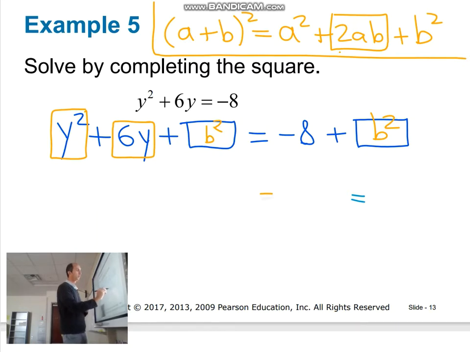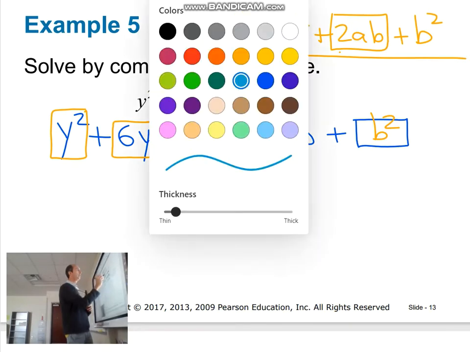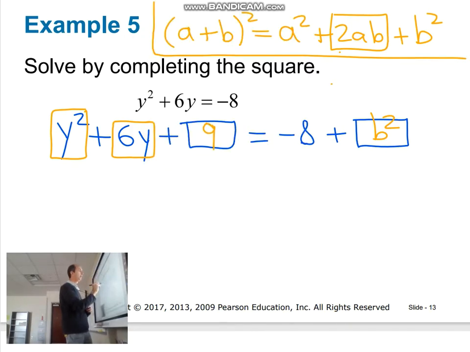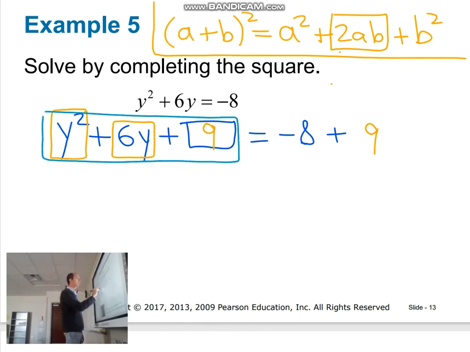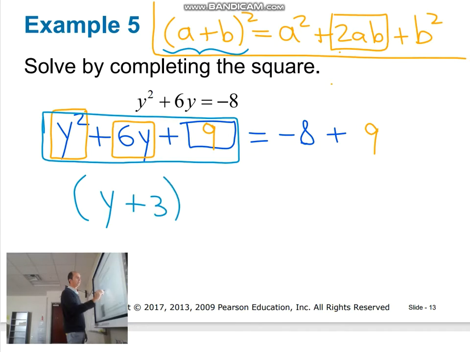If b equals 3, we're going to substitute here b squared. And b squared is equal to 9. b squared is 3 squared, so it is 9. And on the other side, 9 as well. Now look at the expression that we have here. We can write it as the formula (a plus b) squared: a is y, b is 3, squared equals -8 plus 9, which is 1.